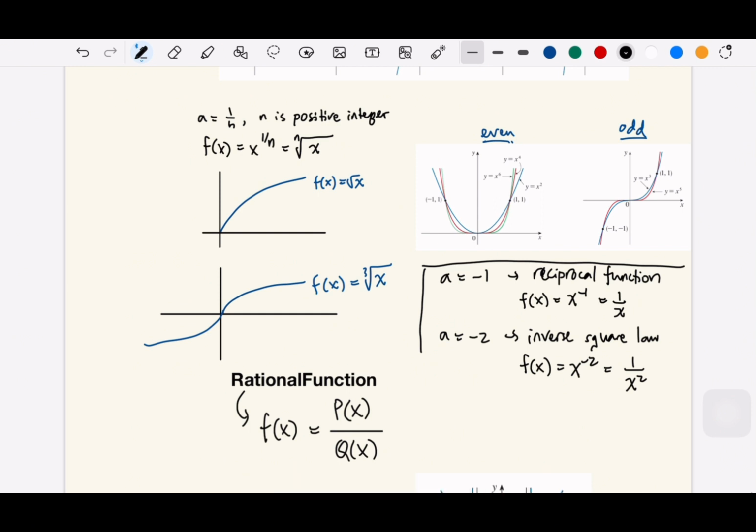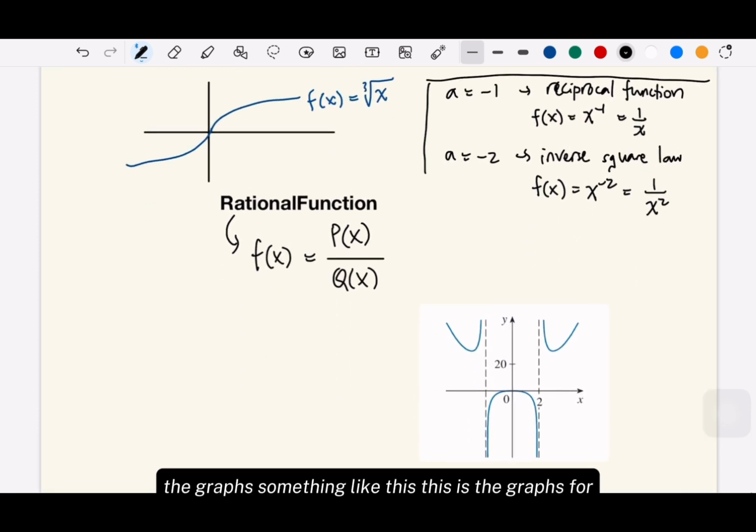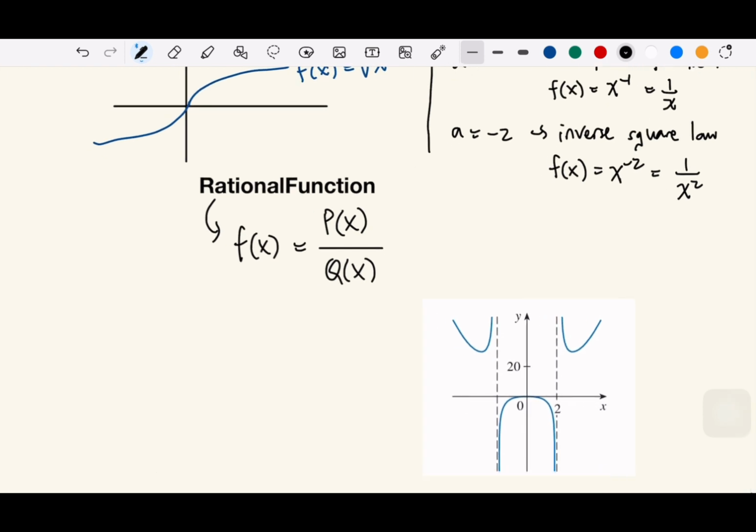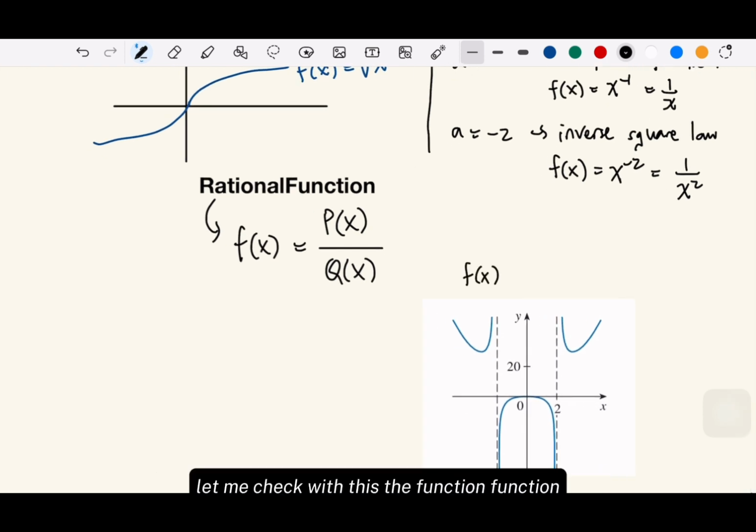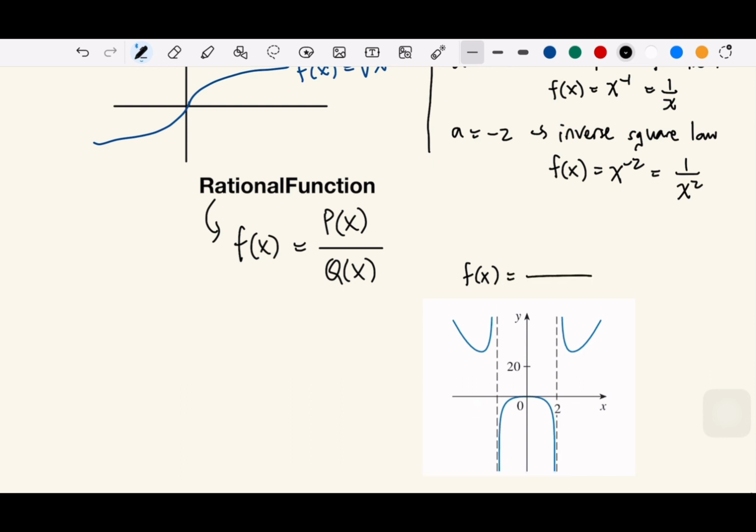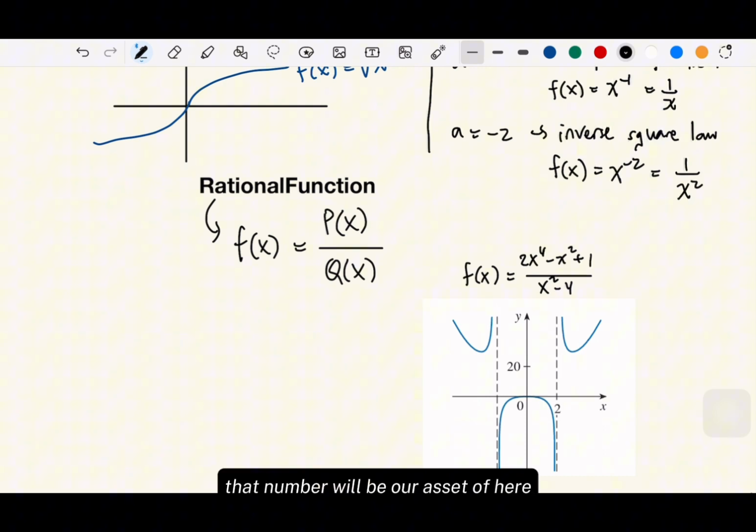What is an asymptote? For example, just to show you the graphs, something like this. This is the graph for, let me check what the function is. Okay, this is for this function here. And you'll notice that if you factor, you'll get 2 and -2. Those numbers will be our asymptotes here. But how to draw this will be in our chapter 4.